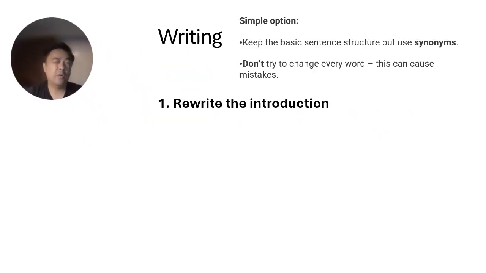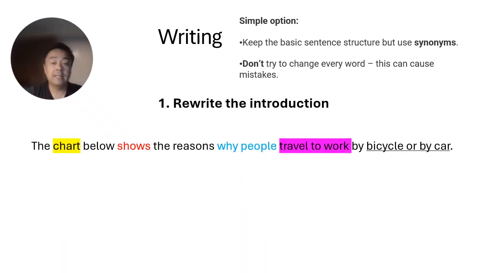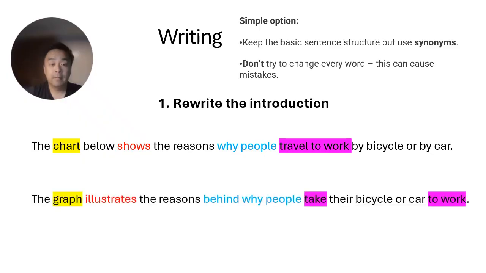So now that you've got your grammar, your sentences written down, let's start writing. The simplest way to write the introduction is to put synonyms in for some of the words. So here's our original sentence from the rubric. Pause here to read the paraphrase.